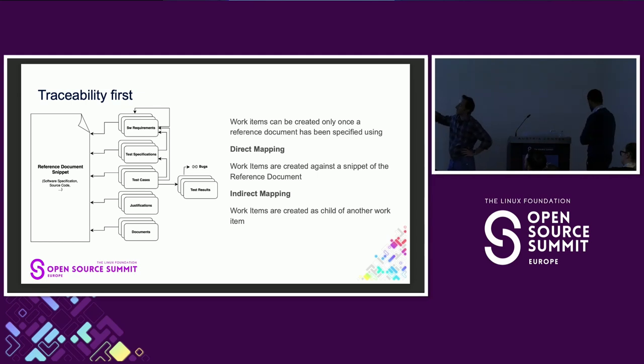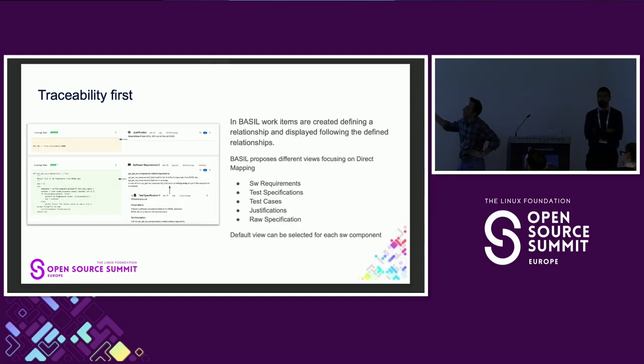Once we create the reference document, we can start creating work items. And basically, BASIL is focused on traceability. This is why the slide name is traceability first, because at the same moment that you create a work item, you also have to specify the relationship with the reference document. That can be, in this case, a piece of source code. That means you have to specify information about the work item and information about the mapping, which in BASIL is composed of a section of the document and an offset. We generally use a plain text document as reference.